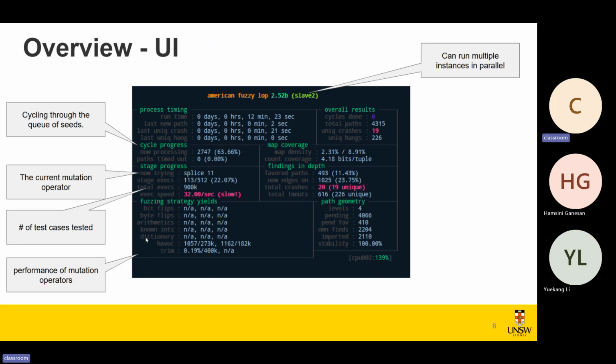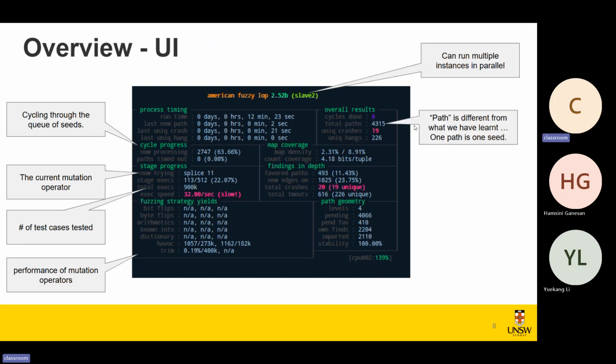So bit flips, dictionaries are not used for this target. And havoc here means some random mutation. You can see that out of these 273K mutations, we have found 1,000 something with this mutator. So this is how we interpret this result here.